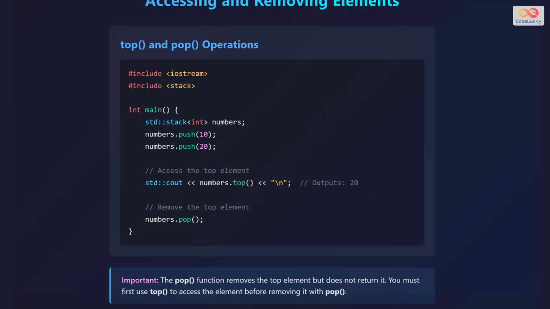Next, to remove the top element, use the pop function. For instance, numbers.pop() will remove the top element, which is 20 in this case. Keep in mind that the pop function removes the top element, but does not return it. You must first use top to access the element before removing it with pop.